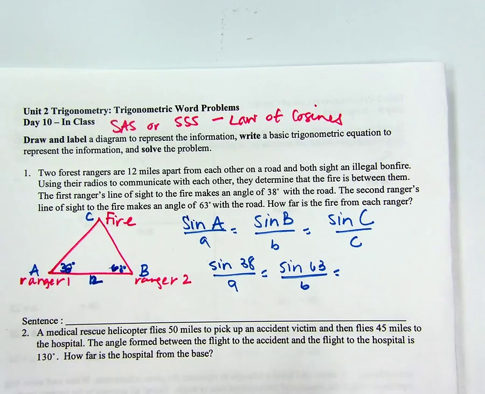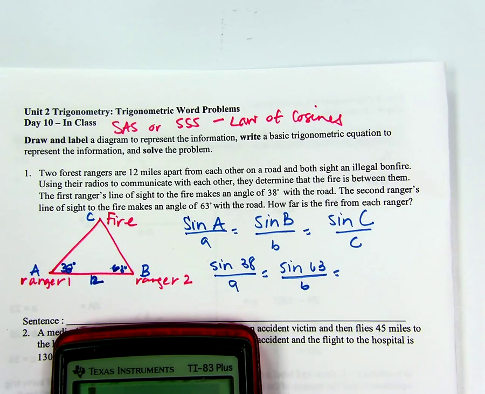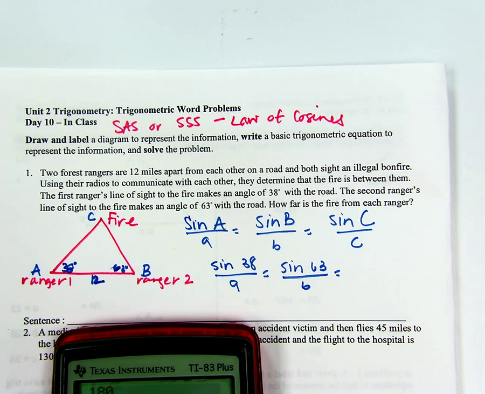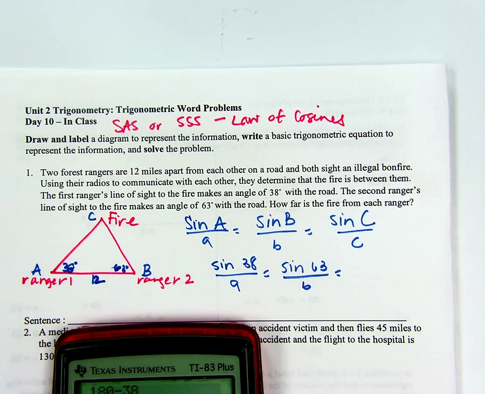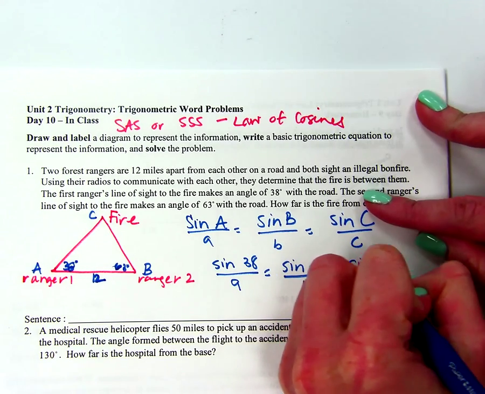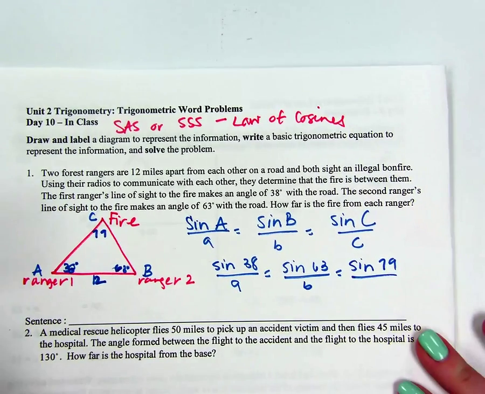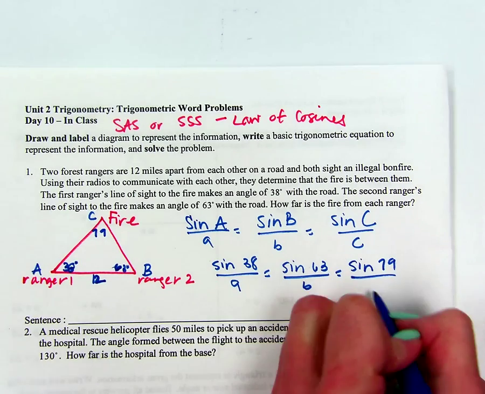Now remember, we don't have a value for there, but we can find it. If we're given two angles, if you remember, all three angles are going to add up to 180. So I'm going to take 180, subtract 38, which is our angle A, and then subtract 63, which is our angle B, and I have 79. So I have the sine of 79 for C. And I'm going to label that up here in my triangle as well, so don't forget about that. And then I have the side of C.